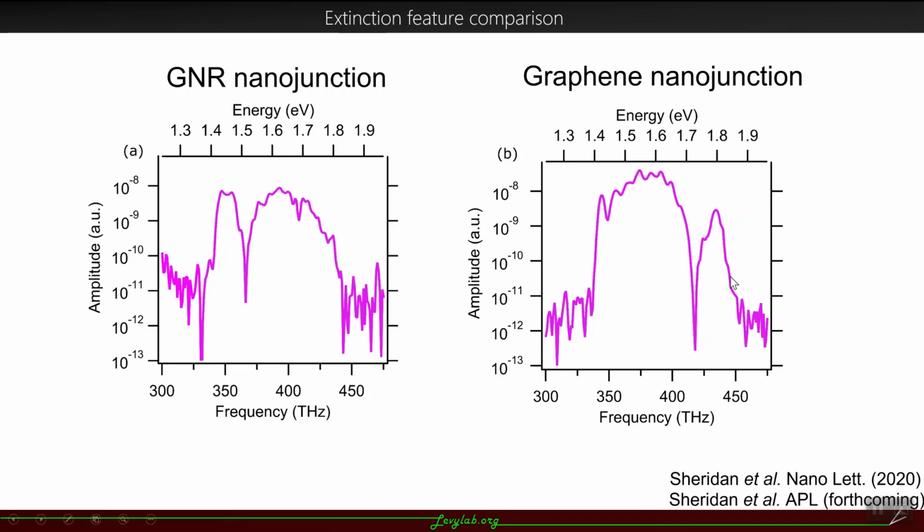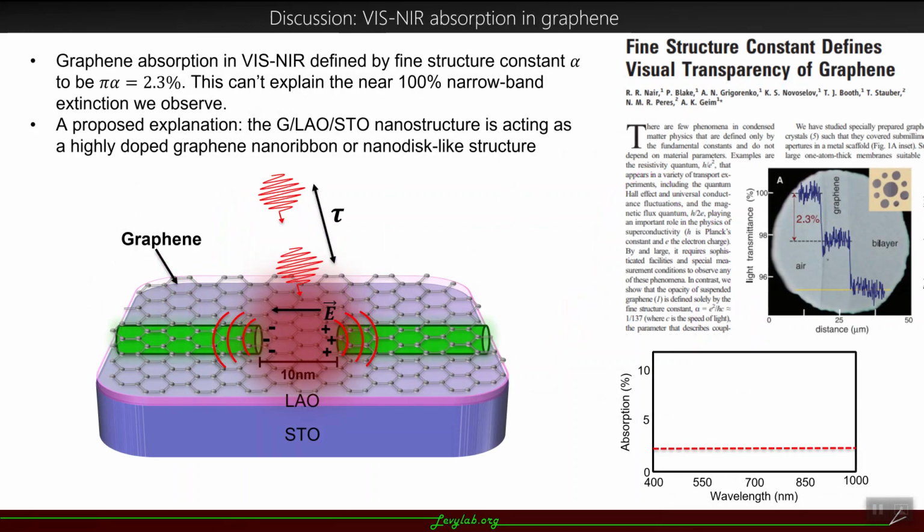Here are two example extinction features, one in the GNRs and one in graphene. You see they're very similar in their gate-dependent and optical power-dependent behavior. So we have almost 100% extinction of visible to near infrared light. Now this is occurring in a region of the electromagnetic spectrum where graphene typically only absorbs about 2% of light, as shown in this famous manuscript here on the right.